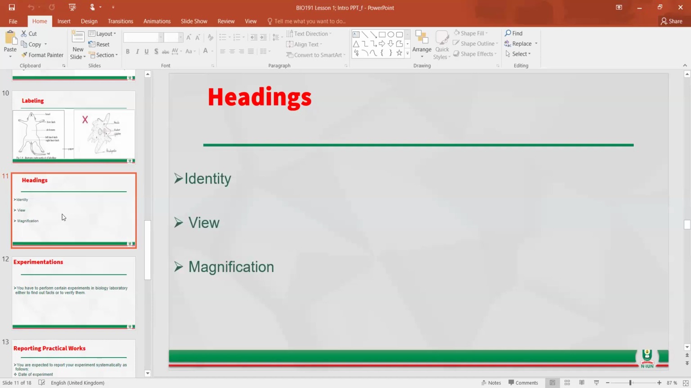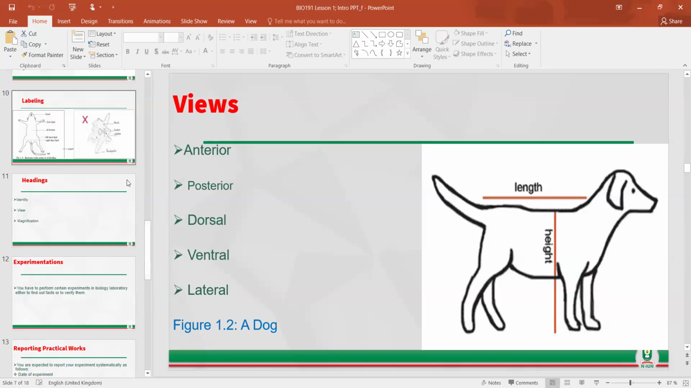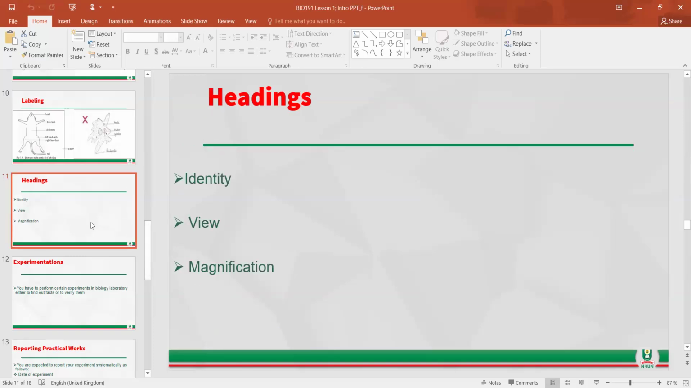Then we talk of headings. That is how we name the heading of our figures. First of all, you identify the figure, as we saw a mango. Then we talk of the view, the side you are drawing from, and finally magnification. As we've already seen, lateral view of a dog, anterior view of a dog, times 1 or 2 depending. Identity means the name, the view is the side you are drawing from, and magnification is how many times.